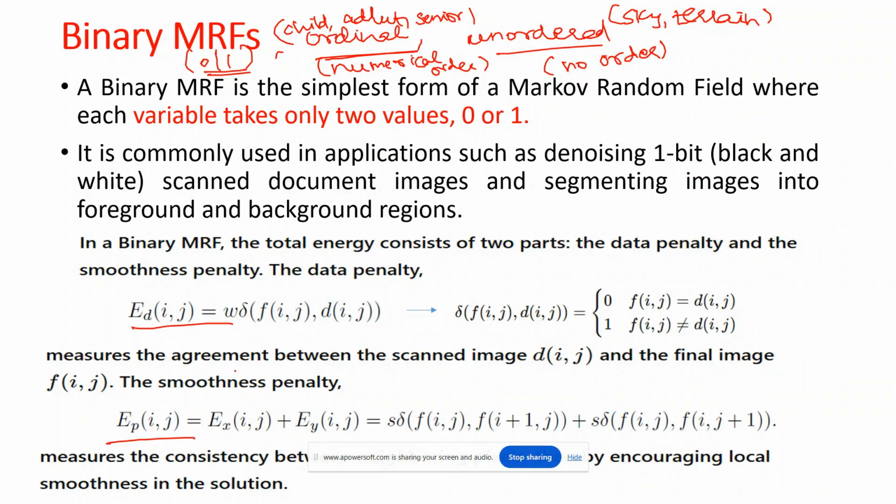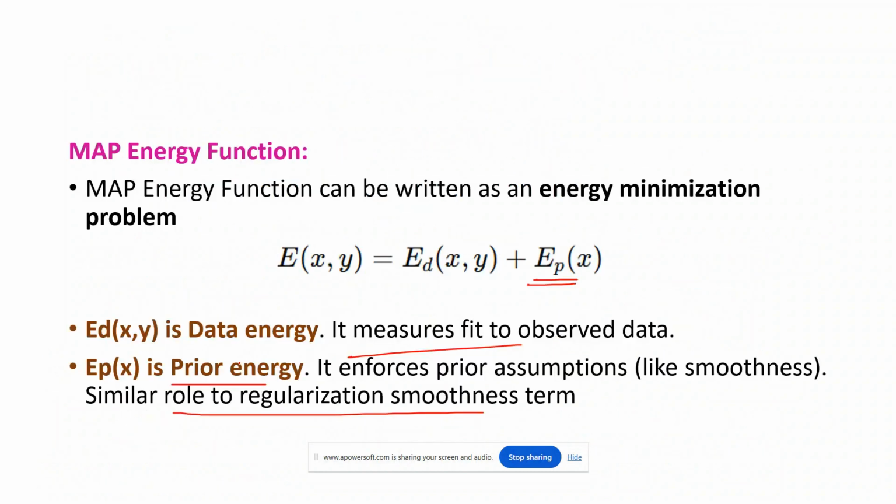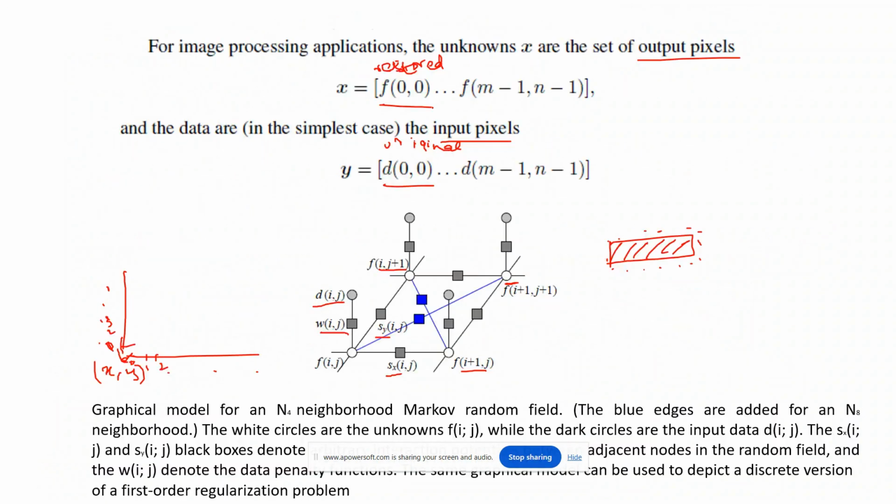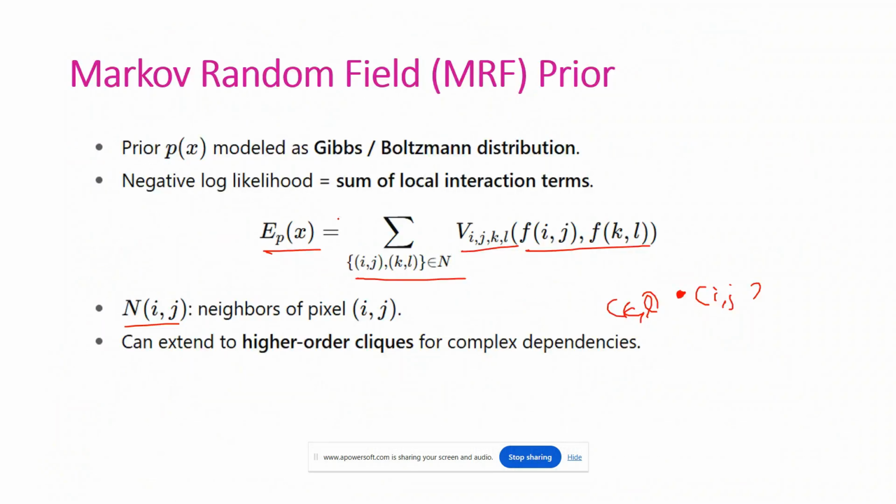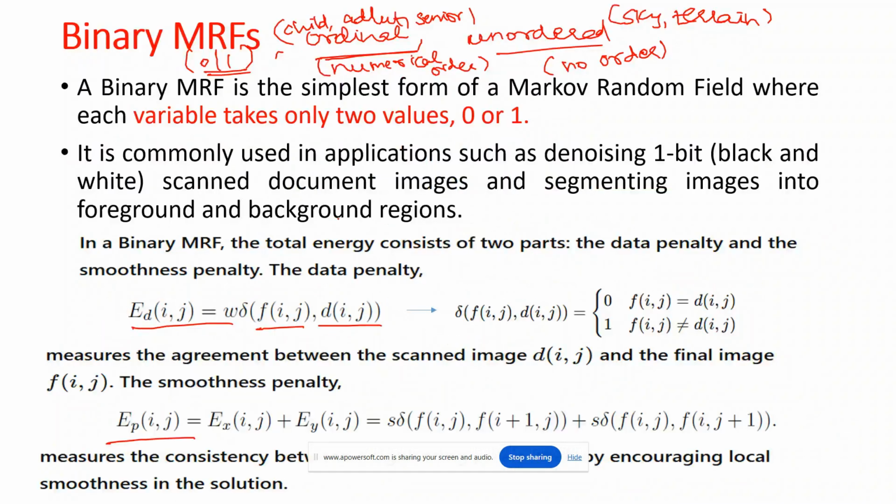The term Ed is represented as W of delta, f of ij and d of ij. As I said earlier, d and f represent the original as well as the restored image. I am going to measure how good the data fit is. So d represents the original penguin image or whatever it may be, and f is the restored or predicted one. If both the predicted and original are equal, I can say 0. If they are not equal, I can say 1. I'll focus on both the data.